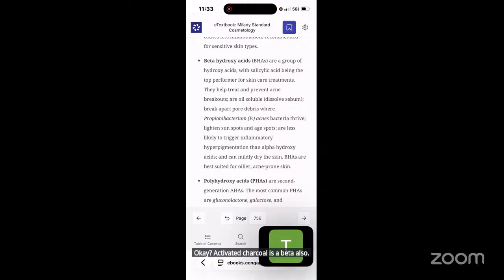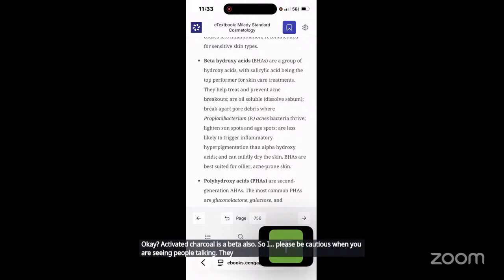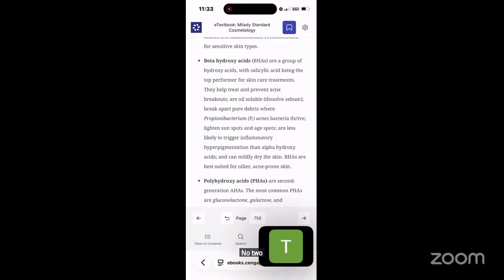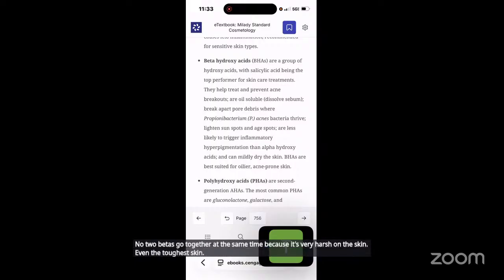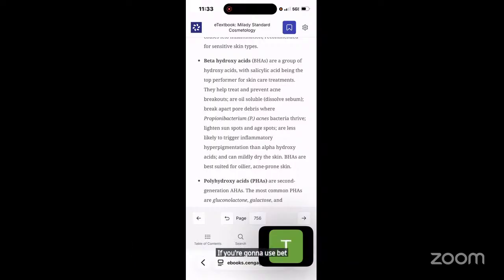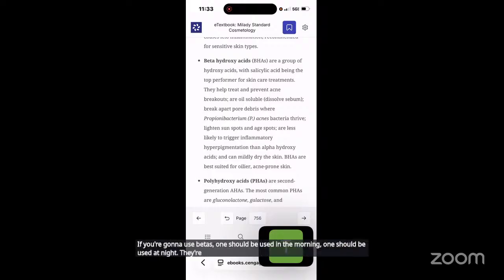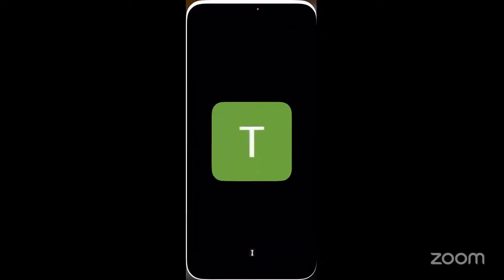So please be cautious when you are seeing people talking. They're selling soaps that have turmeric and kojic in it. You need to know that that's an explosion waiting to happen. No two betas go together at the same time because it's very harsh on the skin, even the toughest skin. If you're going to use betas, one should be used in the morning, one should be used at night. They're never together. All right? They're never together. I just wanted to share that with you.